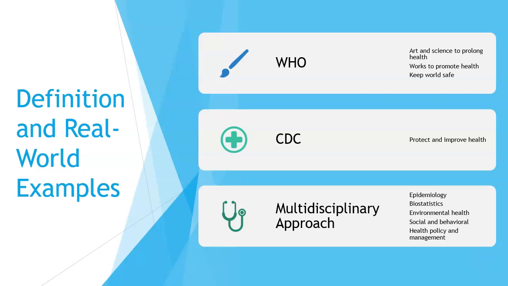Definition and real-world examples. Public health is the science of promoting health, preventing diseases, and prolonging life in human populations through society's organized efforts. Worldwide, local, national, and international public health organizations and governments have established data collection systems that vary depending on local needs, available resources, and infrastructure. Many real-world examples of public health and organizations demonstrate public health.